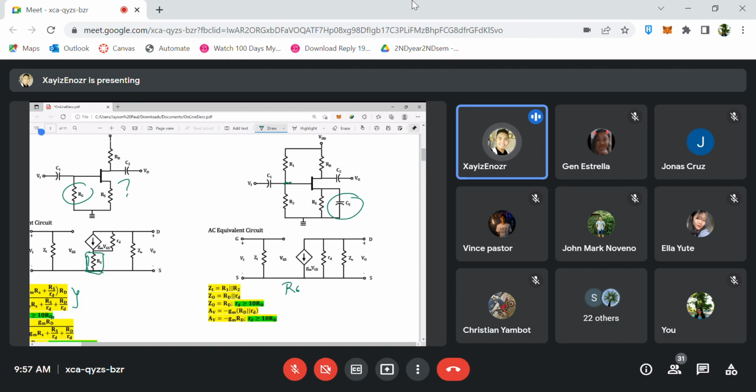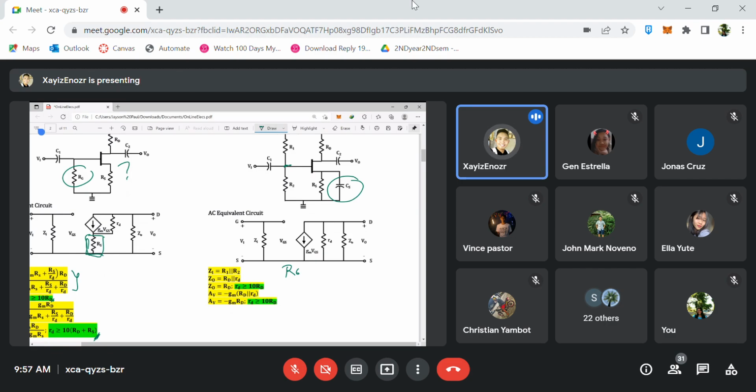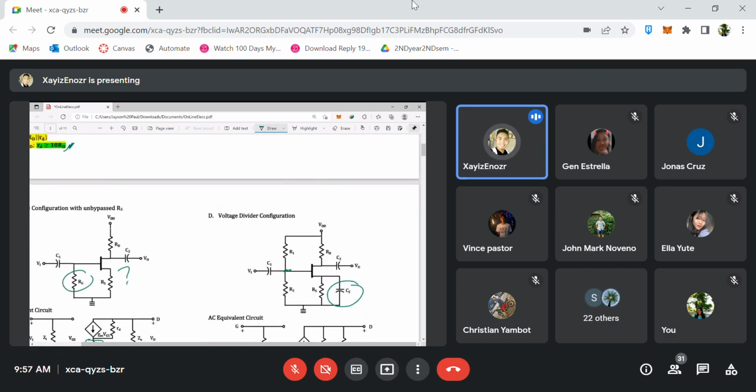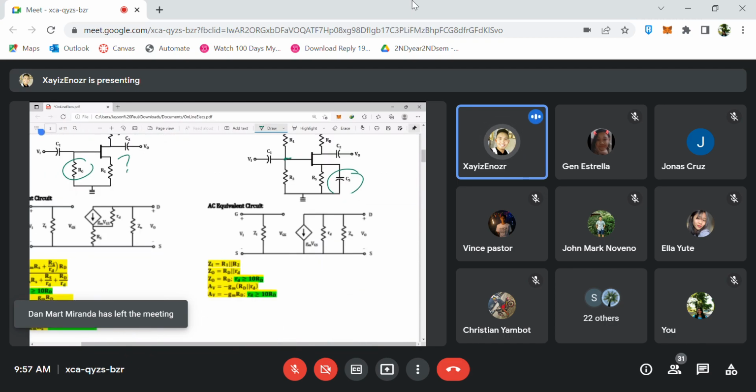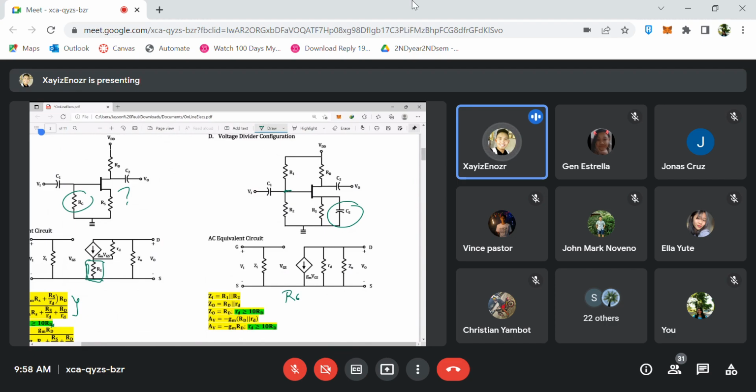So, that is R1 parallel with R2. And the rest is pareho na, kung mapapansin nyo naman. And pareho din sila ng equivalent circuit with the other: yung sa una, yung sa fixed and self-bias na may bypass capacitor. Okay? Then, paano, sir, kapag unbypass siya?